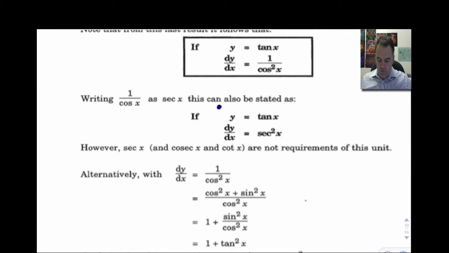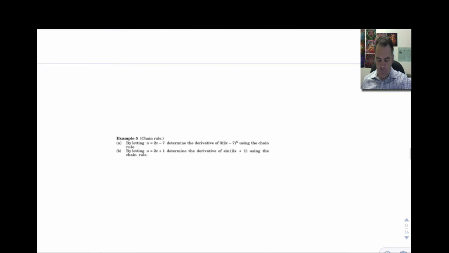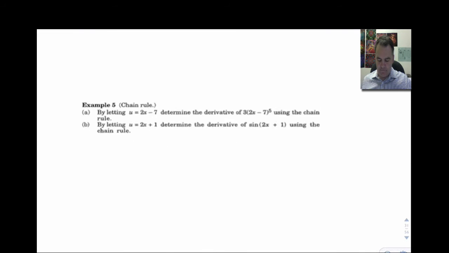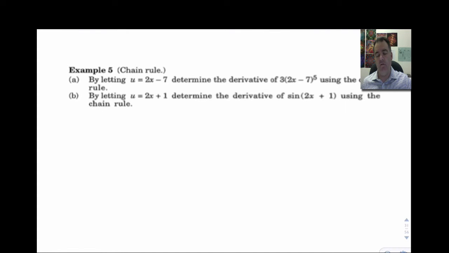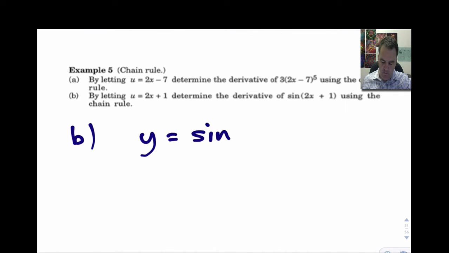So that's from that result right there, and that's how we get it using the quotient rule. The chain rule is probably the one that's the most common that you have to use with these trig derivatives. So I'm going to skip straight to b here. We've got y is equal to sine of 2x plus 1.